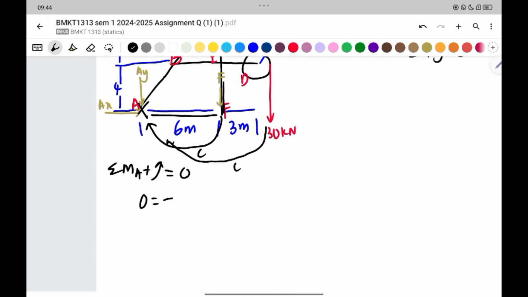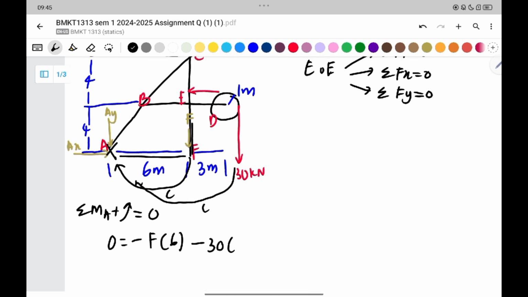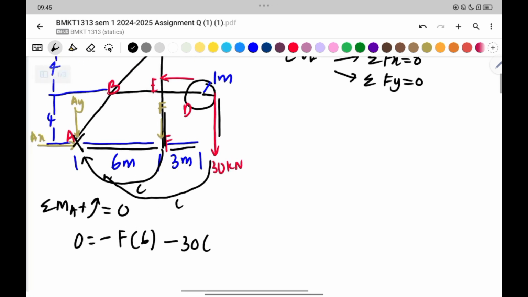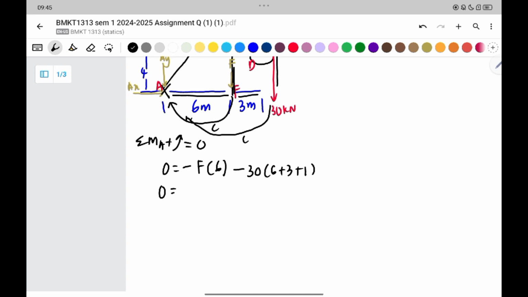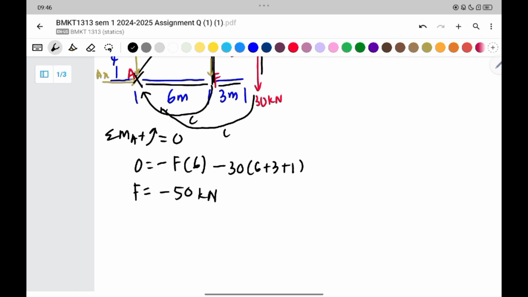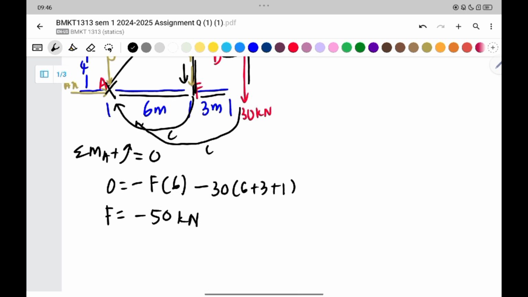So for F, we need to take the value from 6. For F, the length is 6, while for the 30, because it's acting along the y-axis, the values we need to take are 1, 3, and 6, plus 6 plus 3 plus 1. So from here, we can calculate that F is equal to negative 15 kilonewton. The value we get here is negative because the force we put here is acting downward, so it's supposed to be upward.